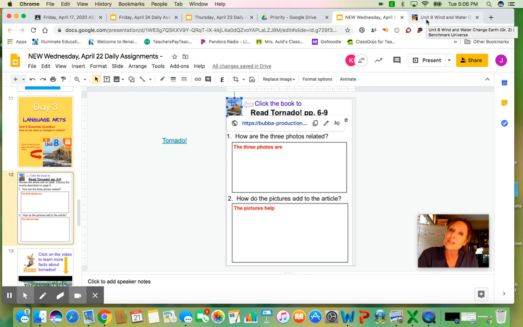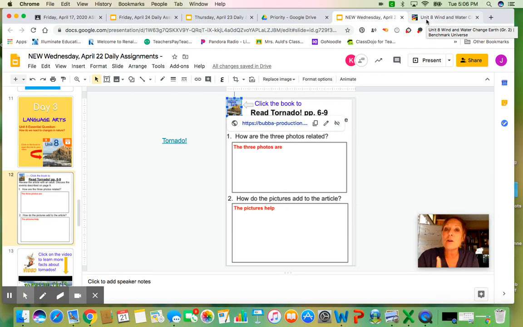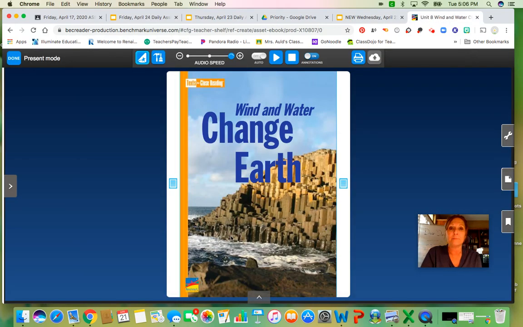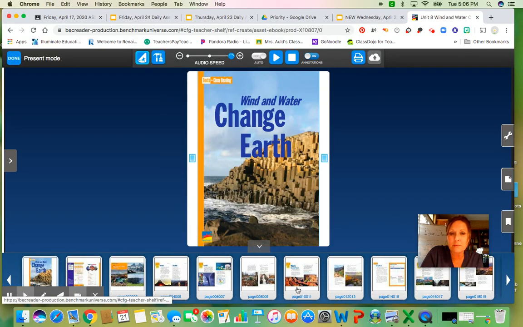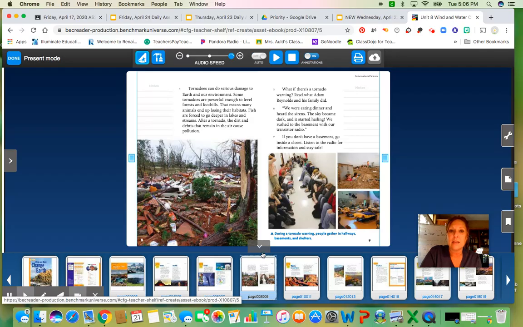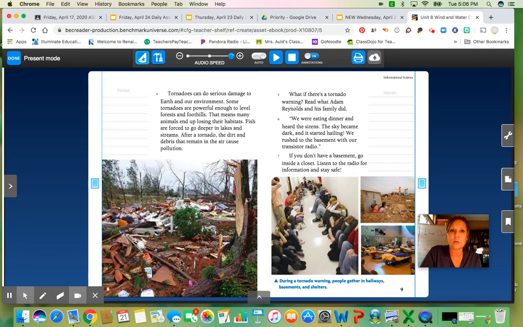Okay, so the questions that it asks are, how are the three photos related on page 9? So that's one of the things we need to look at is how those three photos are alike. And then also, how do the pictures add to the article? So let's go to our book. And remember, I gave you a little hot tip on how to open this to page 9. So if you pull it up, the odd number pages come up. It opened it to there, and here we go.